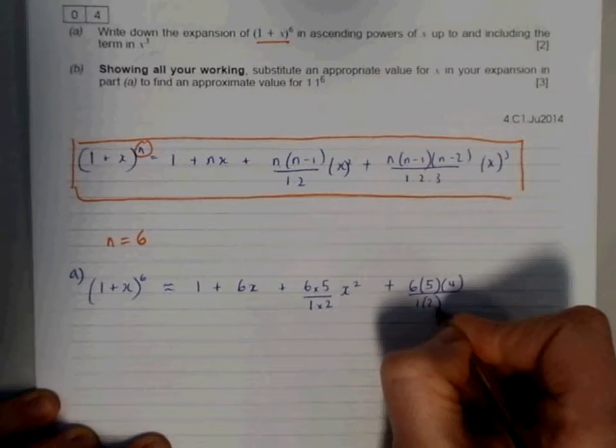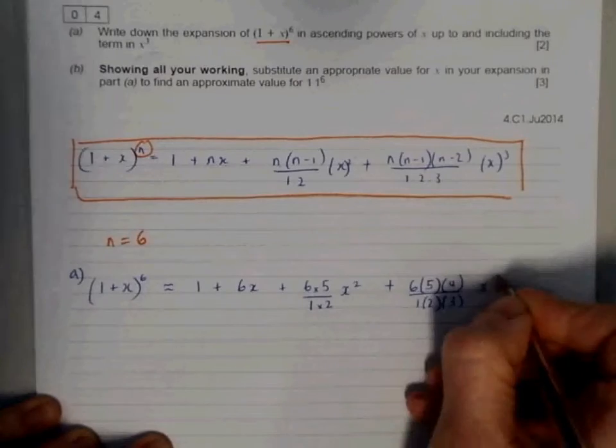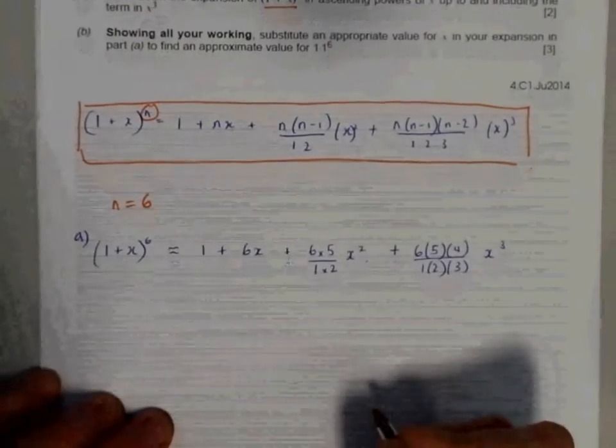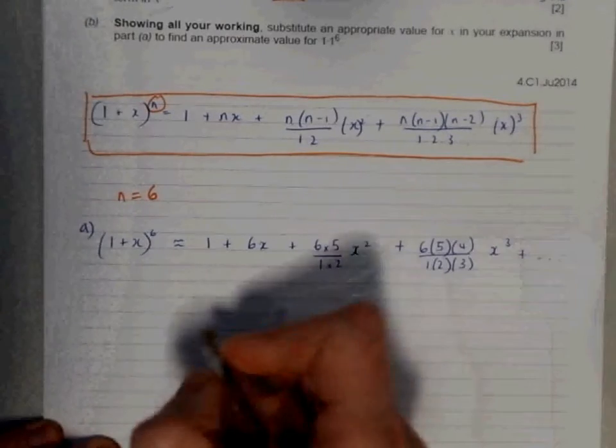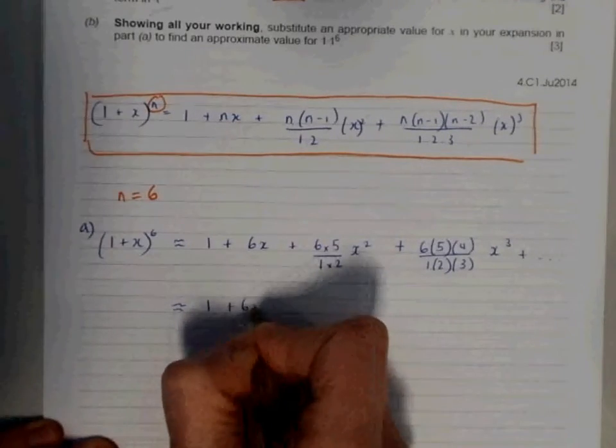You can write these in how you like. You can put brackets, you can put dots, you can put times signs. Right, I don't need to do any more terms. 1 plus 6x. Right, I could put this in my calculator.